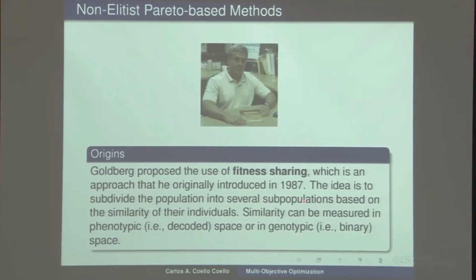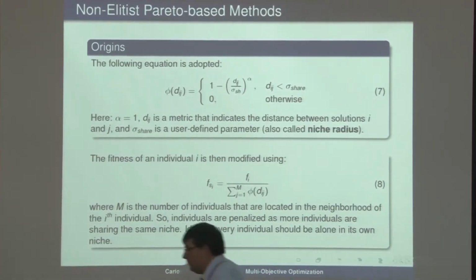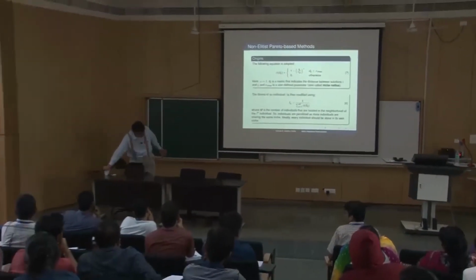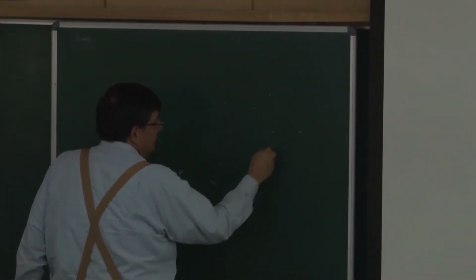The idea is to subdivide the population into several subpopulations based on similarity. Similarity can be measured in objective function space or in decision variable space. And it uses a parameter called sigma share to distinguish how close solutions are from each other. There is a threshold that you have to define. Yeah, here is the expression. So this parameter you have to provide, this sigma share, and basically imagine you have solutions, I will put this in objective function space, but you can do it in any space. So I have many solutions scattered.